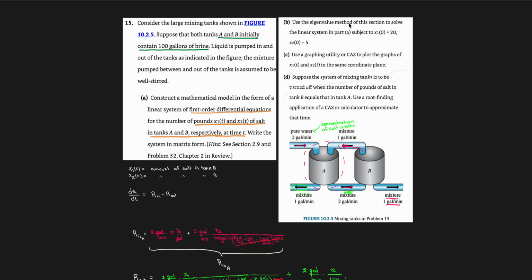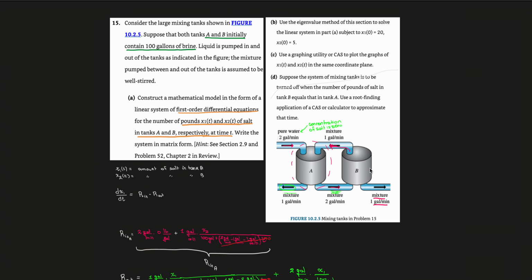Then here it says, use the eigenvalue method, which we did with the Jordan, and to solve for the linear system subject to this initial condition. So that x sub 1 of 0 is equal to 20 and x sub 2 of 0 is equal to 5. Now, what does this mean in context? Well, remember what x sub 1 is. X sub 1 is a function of time, and it represents the amount of salt in tank A at any time. So it's saying, hey, at t equals 0, at the beginning of this model, I have 20 pounds of salt in tank A and 5 pounds in tank B.